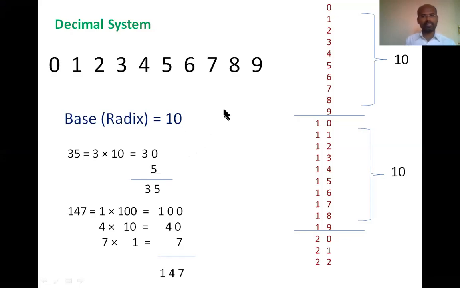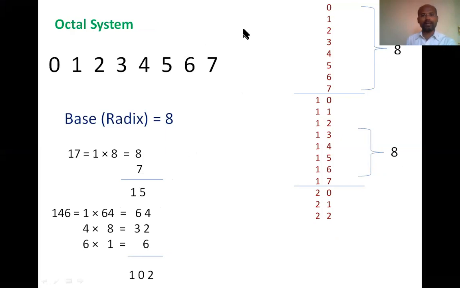That is how the decimal system functions. Next we will see why it is called the decimal system, since we use 10 different symbols or 10 different numbers to carry out the counting, right? Or to form any number. Next one is the octal system.